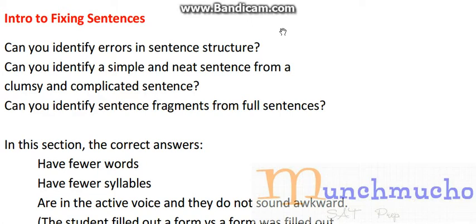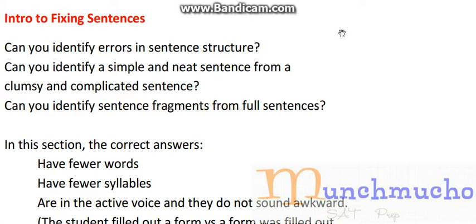Now, if you don't know what a sentence fragment is, it's basically a quote-unquote sentence. It's not really a sentence, but something that does not have the two essential parts that something needs in order to be a sentence, and those are the subject, the doer, and the verb.